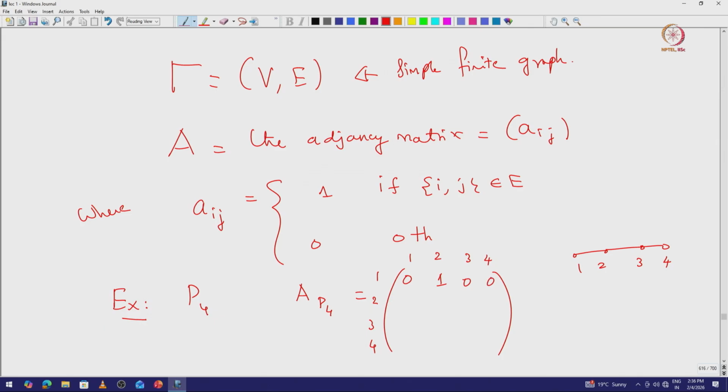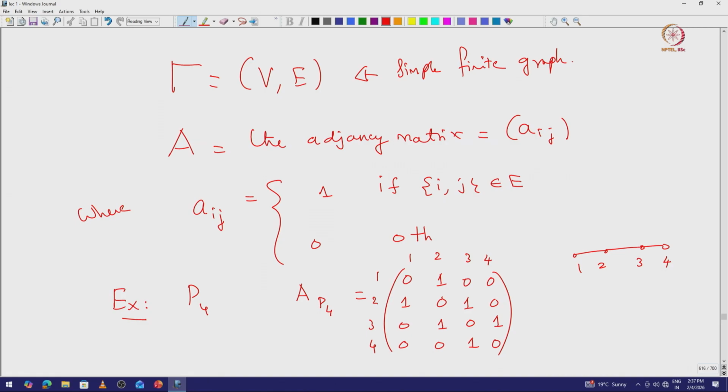Similarly, (2,1) has an edge, (2,2) does not have, (2,3) does, (2,4) does not have, (3,1) does not have, (3,2) has, (3,3) does not have, (3,4) has, (4,1) does not have, (4,2) does not have, (4,3) has, (4,4) does not have.